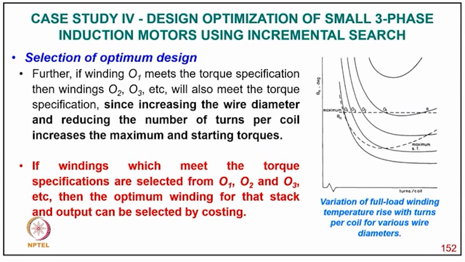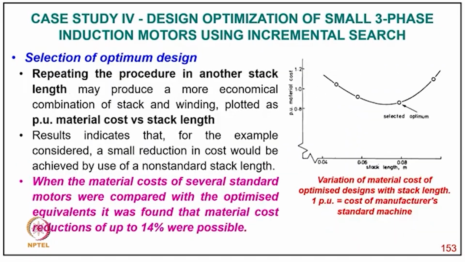Now further, if winding O1 meets the torque specification, then winding O3 will also meet the torque specification, since increasing the wire diameter and reducing the number of turns per coil increases the maximum and starting torque. So if the windings which meet the torque specification are selected, O1, O2, O3, then the optimum winding for that stack and output can be selected by costing.